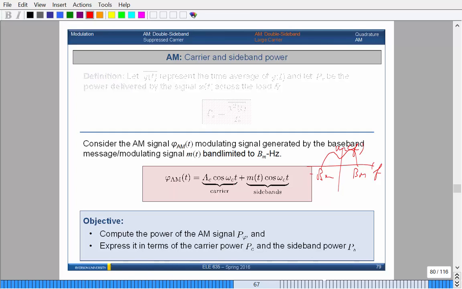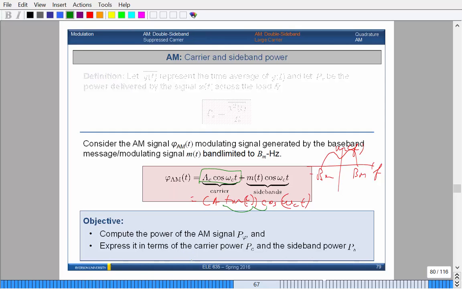When we expand this out, remember this was equal to A plus m of t times cos omega ct, right? So all we're doing now is expanding this expression to get a summation of these two terms. This here is the carrier, of course, and these are the sidebands, or what is contained in the actual message signal components.